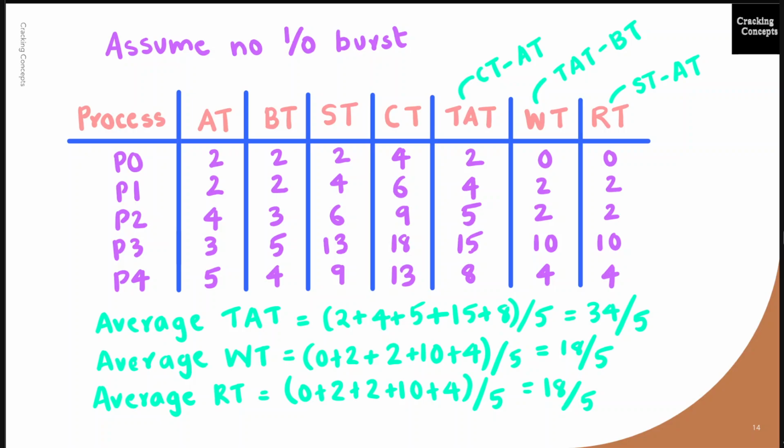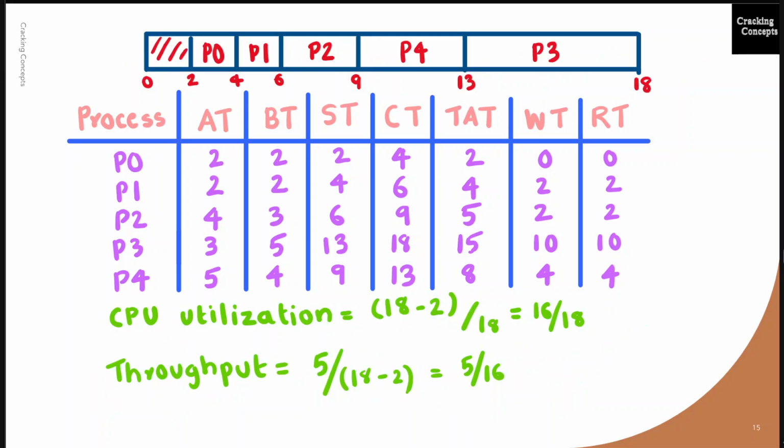So in order to find out these values, first we'll look into the Gantt chart for this process set, how it is looking. When we scan through the arrival times and the burst times, we'll see that the first process is arriving only at time 2. So from time 0 to 2, the CPU will be idle. This is marked as the idle time.